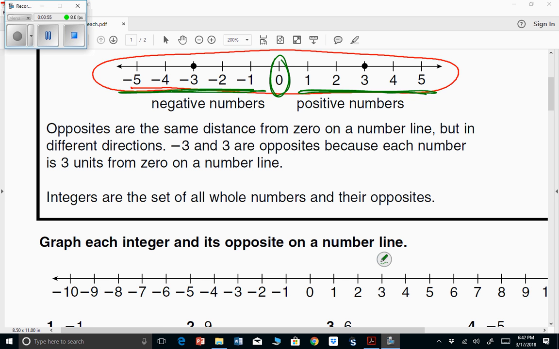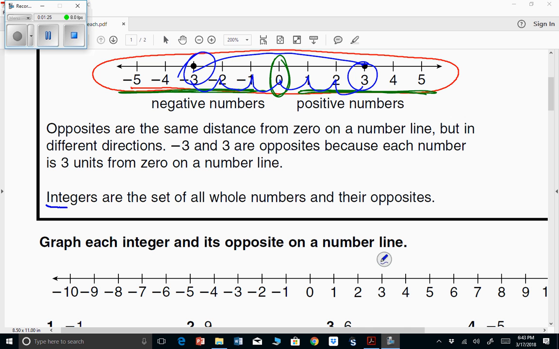Opposites are the same distance from zero on the number line, but in different directions. For example, -3 and 3 are opposites because each number is 3 units from zero on the number line. 1, 2, 3 units from zero, 1, 2, 3 units from zero. So 3 and -3 are referred to as opposites.